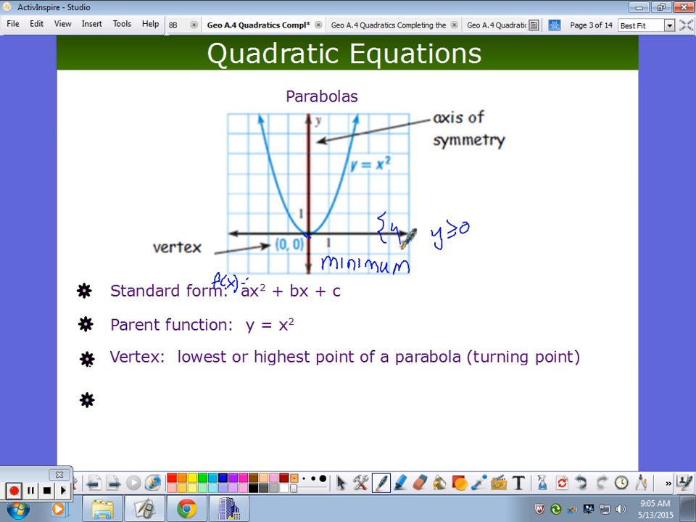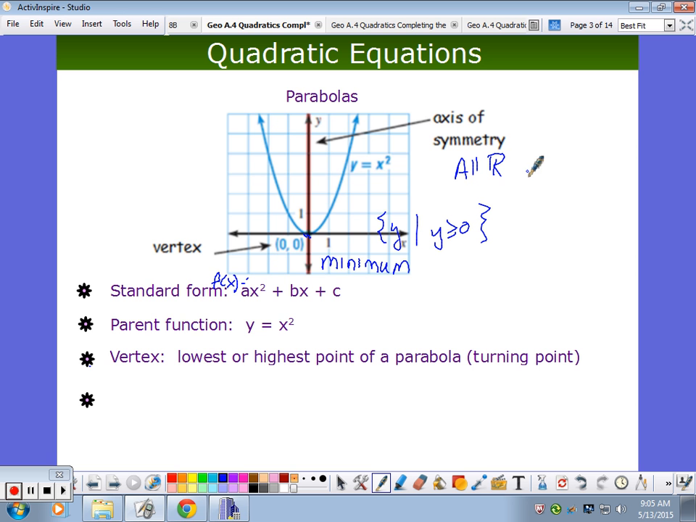Remember set builder notation? Remember that? What's the domain? What are all valid inputs that I can put in here? What about x? All x's, all real numbers, right? All real numbers is my domain. I can put an x in over here, negative 4,000. If I go up high enough, there'll be a y value, right?